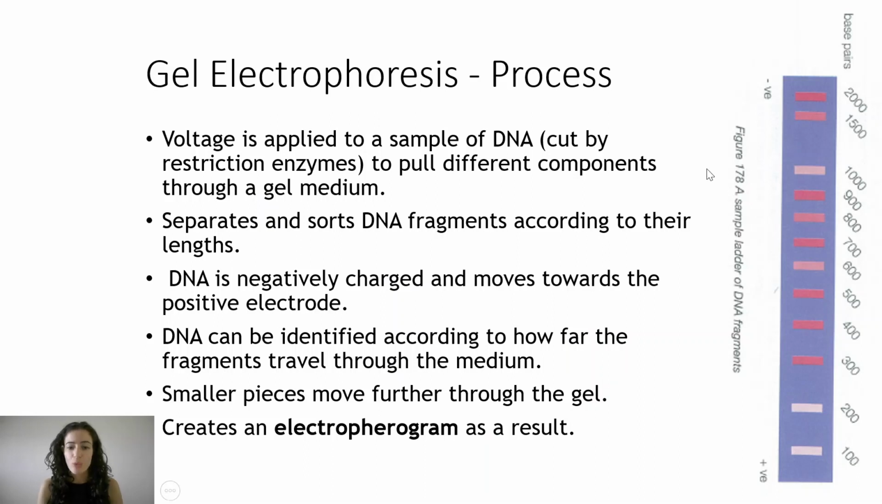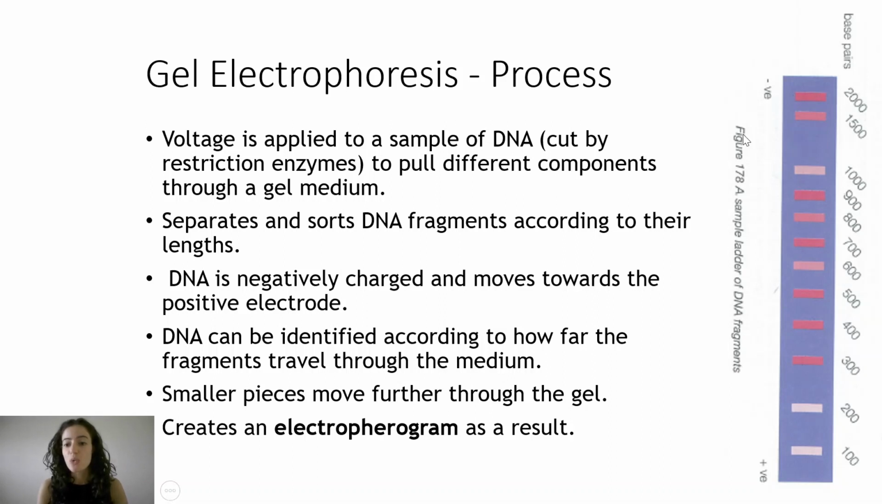And so what happens is the DNA that is smaller will move quicker and faster because of that negative charge towards the positive electrode, and the heavier, longer strands of DNA won't travel as far. So it's called running a gel. So you put the electricity through the gel for a certain amount of time, and then you stop it, and the DNA can be identified, and its length can be identified according to how far it's traveled through.